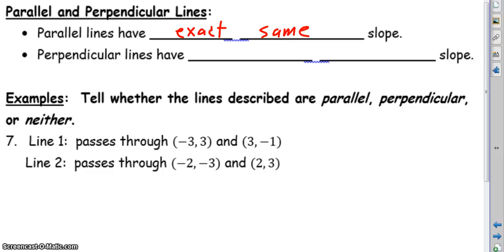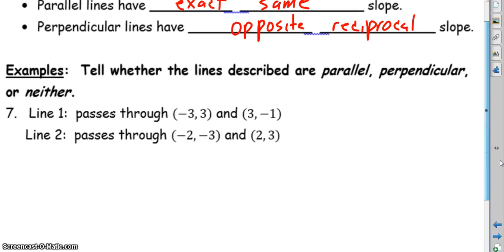And perpendicular lines have opposite reciprocal slopes. So opposite means one's positive and one's negative. Reciprocal means that the fraction gets flipped. Okay? So we have 2 lines, and we have to decide if they're parallel, perpendicular, or neither.